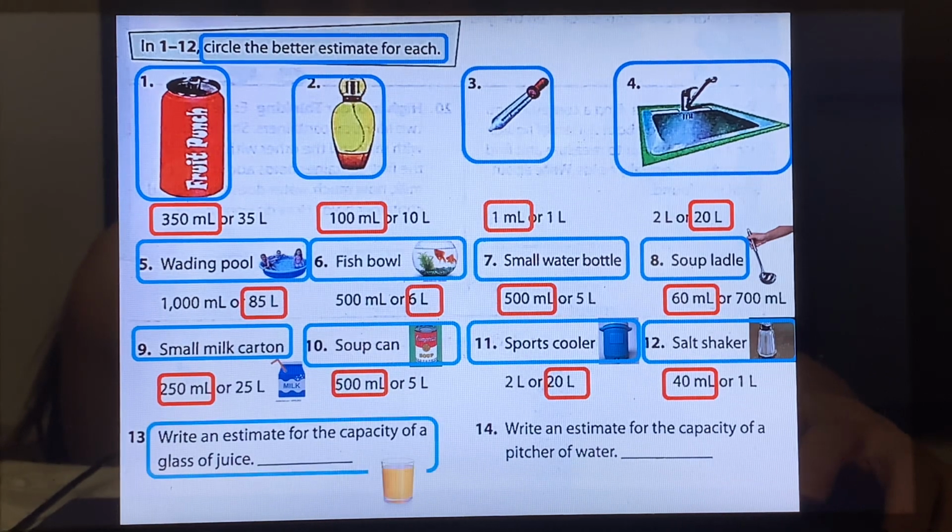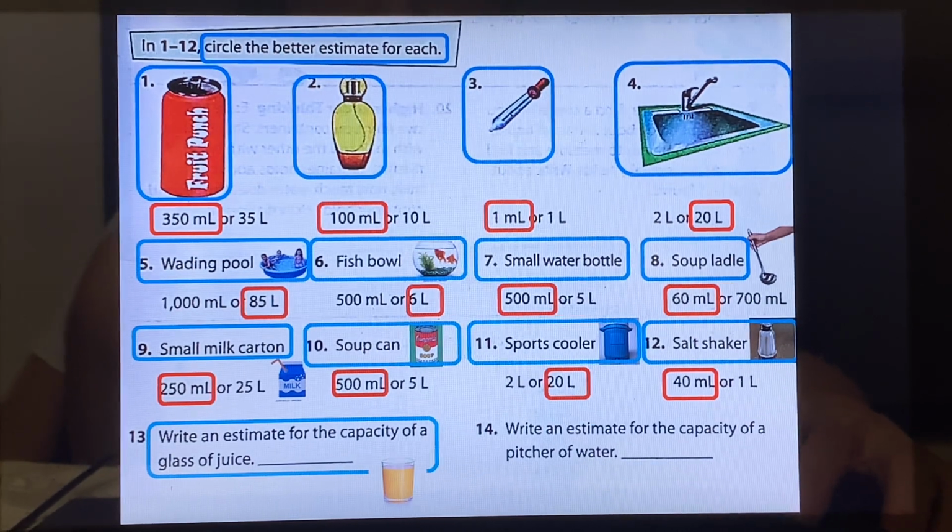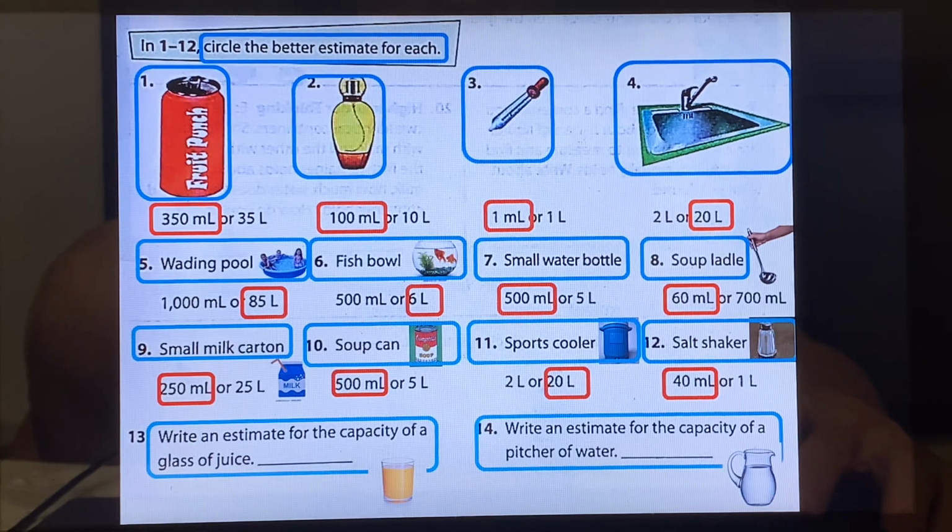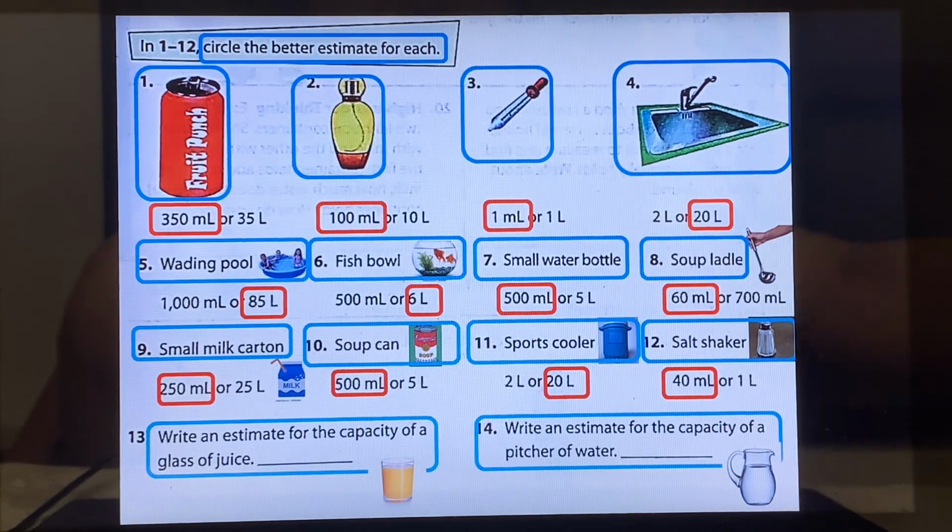13. Write an estimate for the capacity of a glass of juice. What could be a good estimate for the capacity of a glass of juice? Write a reasonable answer. 请你写出一个合理的这个容量，对于一杯果汁它的一个合理的容量。14. Write an estimate for the capacity of a pitcher of water. A pitcher of water, 一壶水的容量大概是多少呢？Write a reasonable estimate. Let's move on.